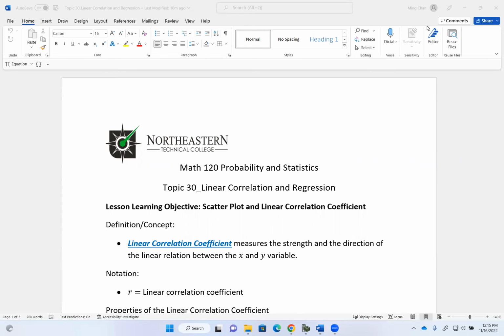Hey everybody, welcome to topic number 13. This topic is called linear regression and correlations. So I'm going to explain what those two words are.